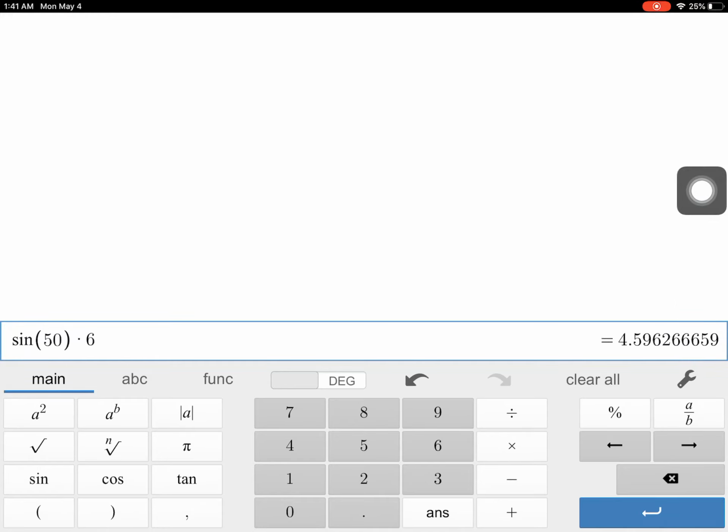So once I do that, I can see that the side, the x that I'm looking for, has a measurement of 4.596, or if I were to round to 2 decimal places, that would be 4.60.